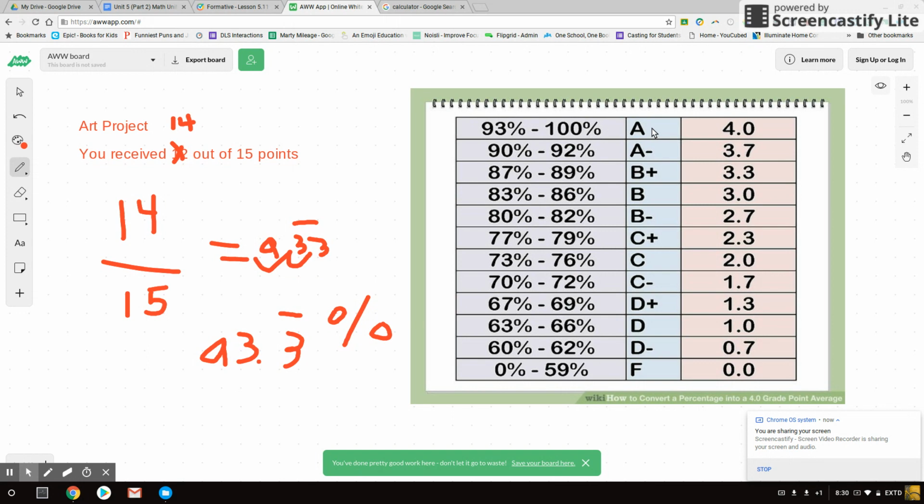All right, so that's how grades work. In today's lesson, you're going to have a few problems working through some of these situations.